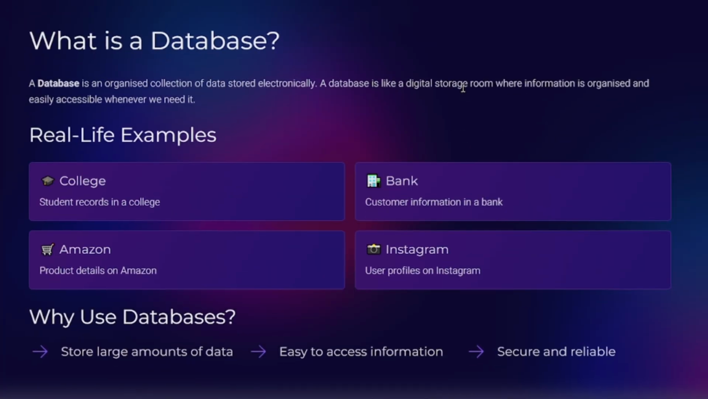A database is an organized collection of data stored electronically. In previous days, for example, police stations, doctors, and everywhere maintained hard copies like files, but now everything is updated. That's why it is called a collection of data stored electronically. A database is like a digital storage room, with information organized and easily accessible whenever we need it. And one of the biggest advantages is that we can share these databases with everyone.